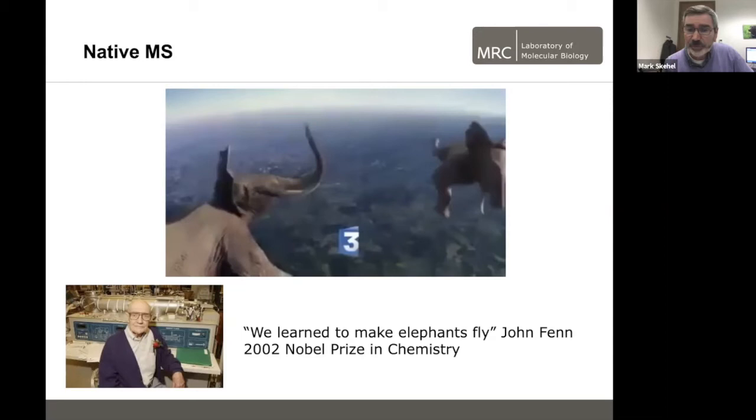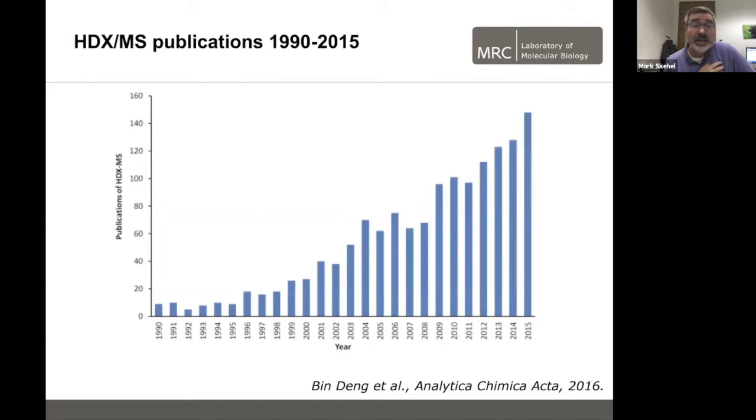So HDX-MS, the first thing we'll talk about, hydrogen-deuterium exchange mass spec, has really gained popularity over the last couple of decades. You can see the number of publications has gone up significantly over that period, and that's generally as it's moved out of being for people who are really focusing on the technique and figuring out how it works into more commercial equipment, so that it's now a bit easier, let's say. It's not easy, but it's easier.